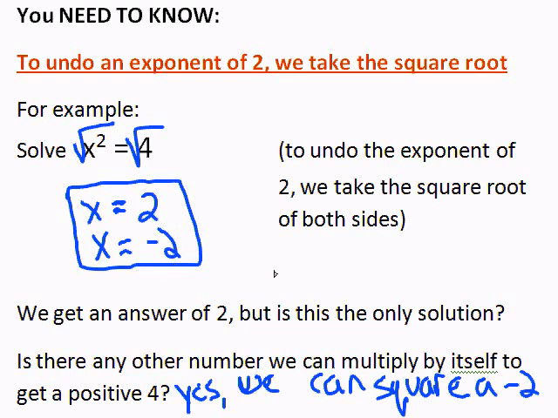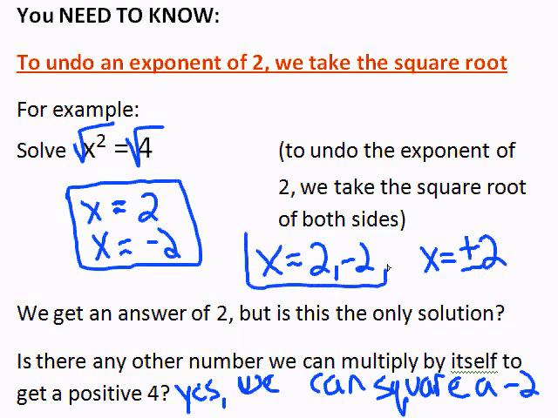You'll see this answer written in several different ways. You'll see it written as x equals 2 and x equals negative 2. You'll see it as x equals 2 comma negative 2. Or the shortest method of writing the two solutions is x is equal to positive and minus 2. All of these are different ways of writing the same two solutions, one of which is positive and one of which is negative. Again, the point you need to know from this is that to undo an exponent of 2, you take the square root of both sides. When you take the square root of both sides, you end up with a positive and a negative answer.